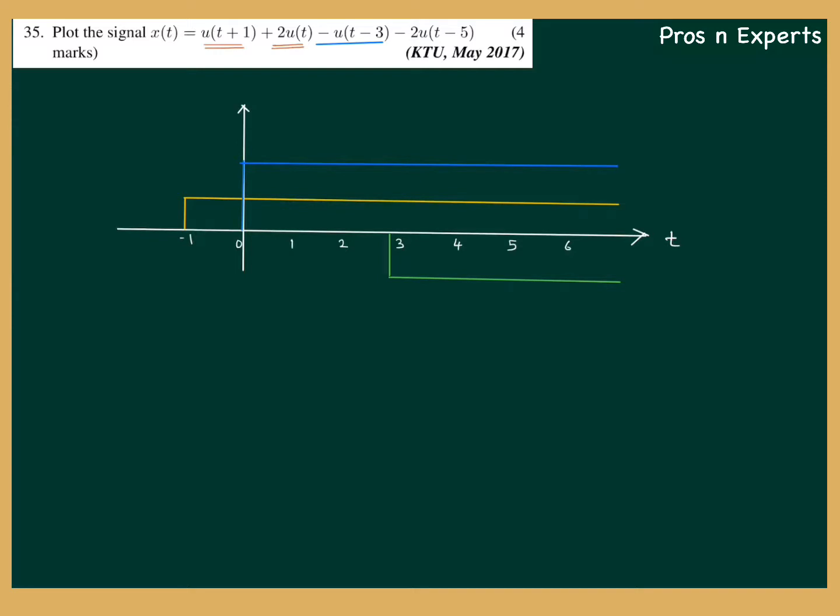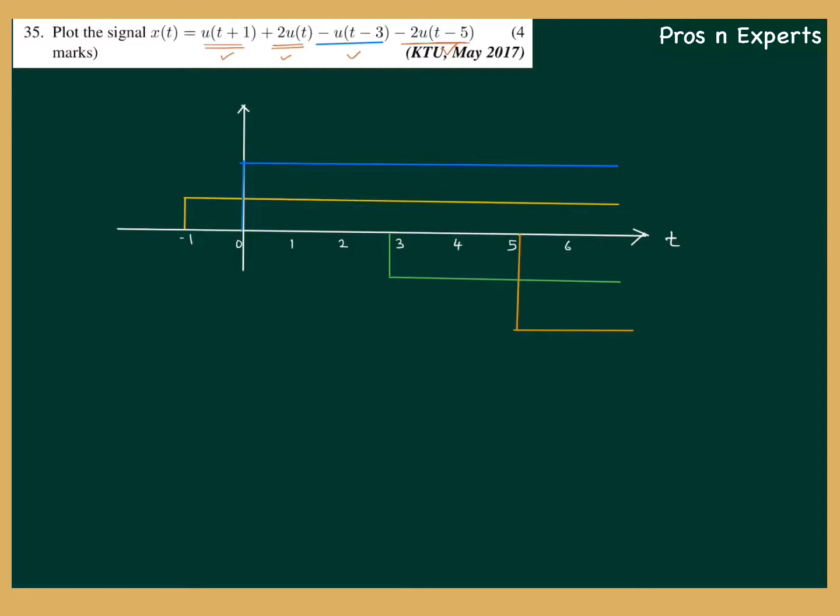And finally there is one more signal, minus 2u of t minus 5. So how can you plot minus 2u of t minus 5? It is a step signal again starting from t equal to 5 and amplitude minus 2, and goes to infinity. All right, so listen, what I have done is I have plotted all the individual signal components given in x of t, in various colors.